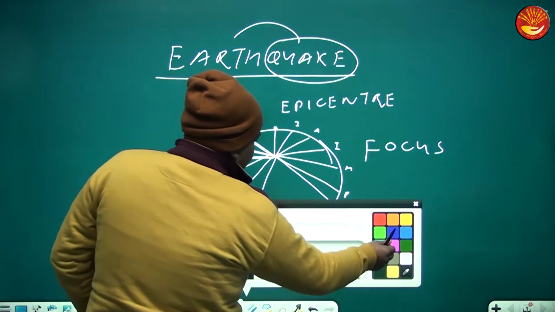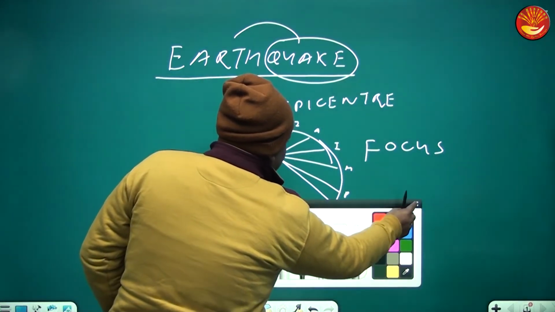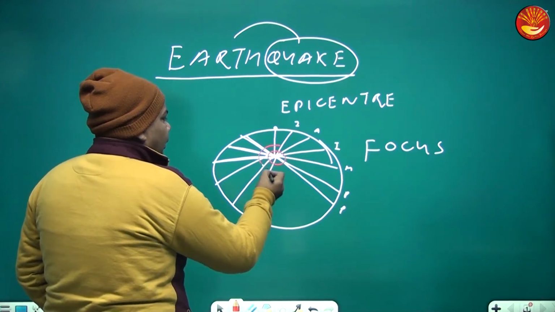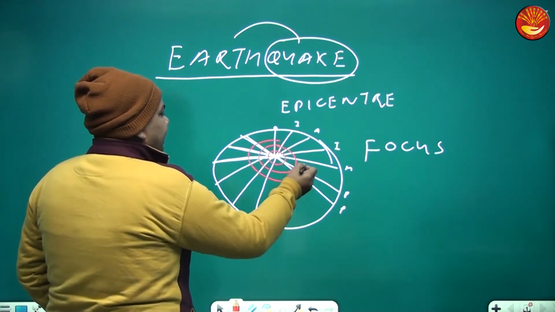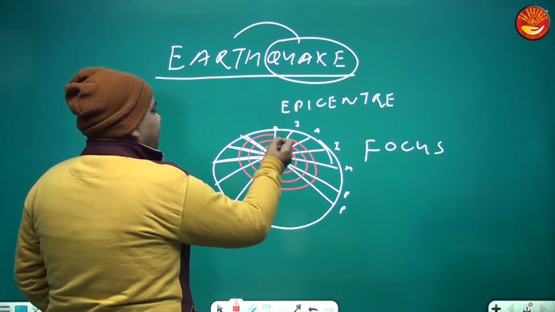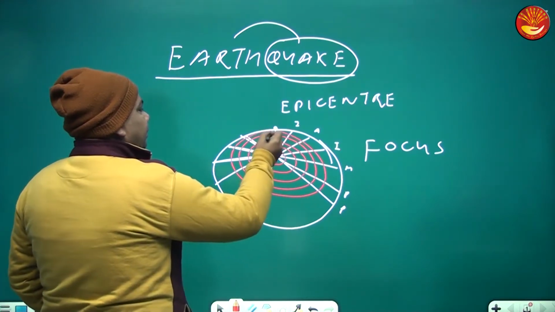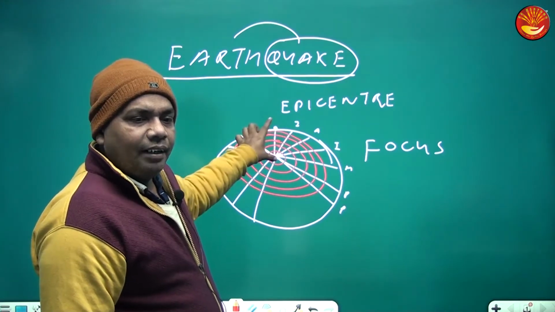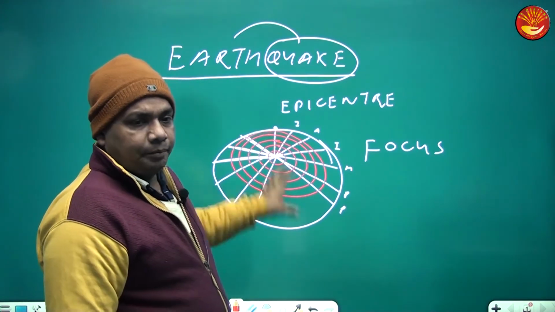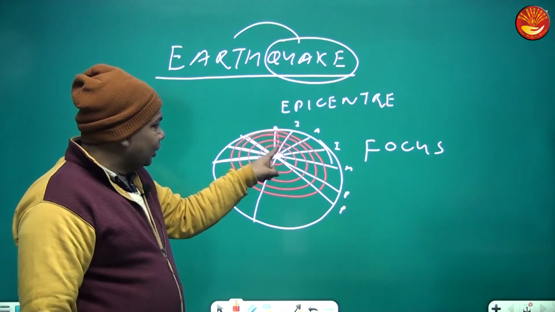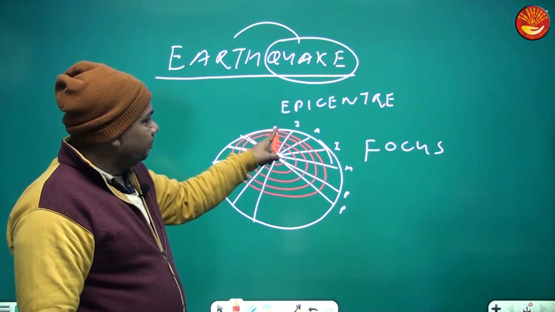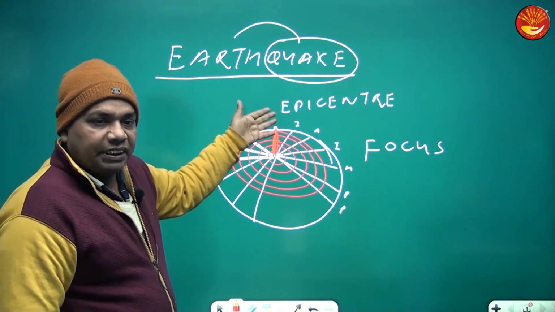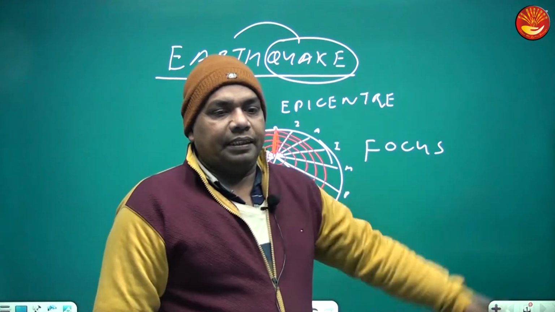So the earthquake waves originating from the focus will first reach near the epicenter. Earthquake waves originating from the focus first reach near the epicenter, since it is the shortest distance, right? So the earthquake waves originating from the focus will first strike near the epicenter.